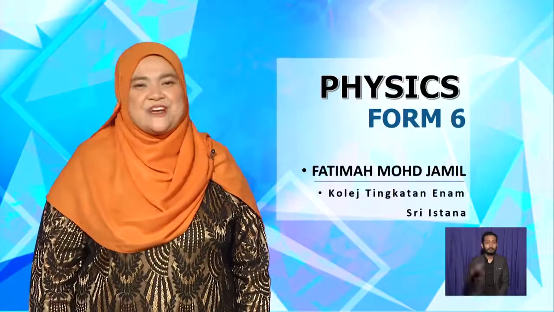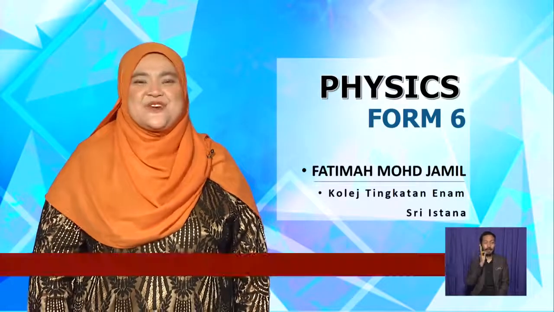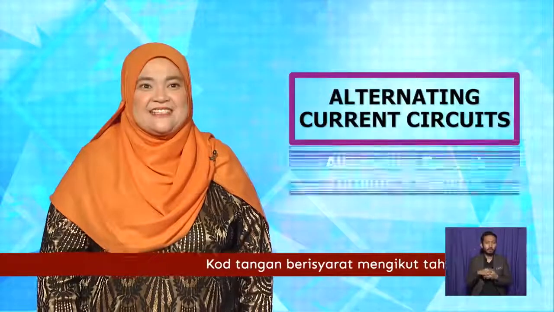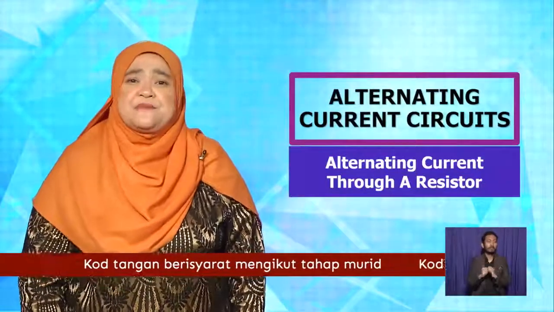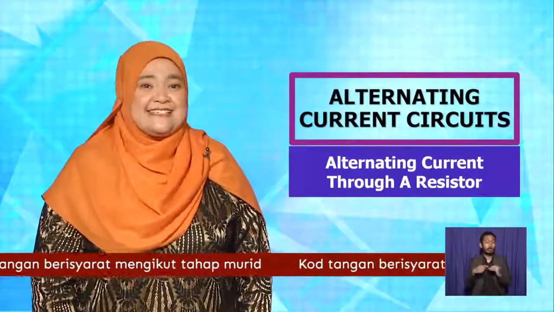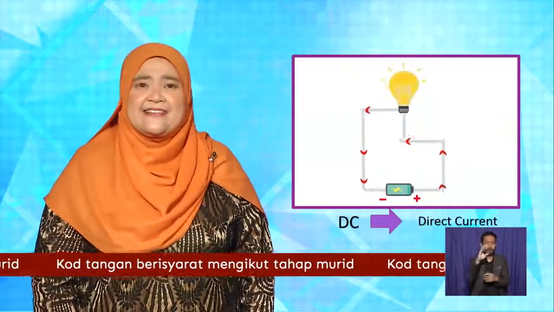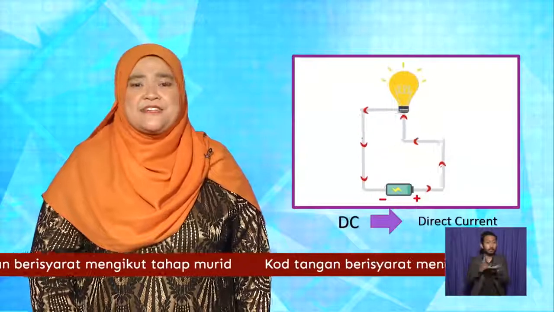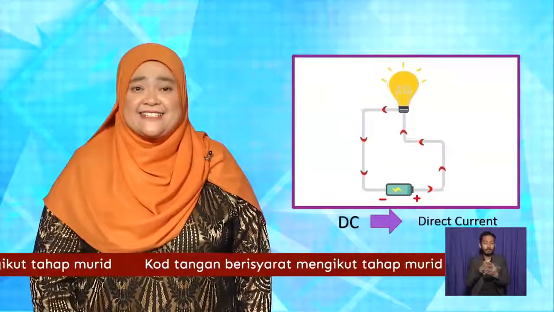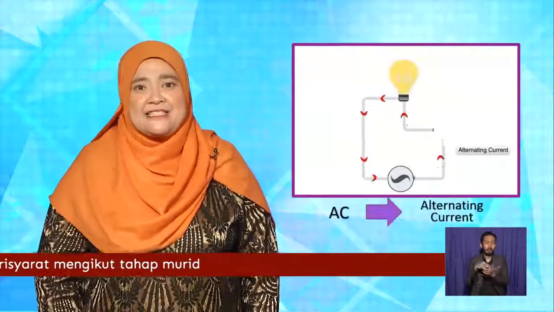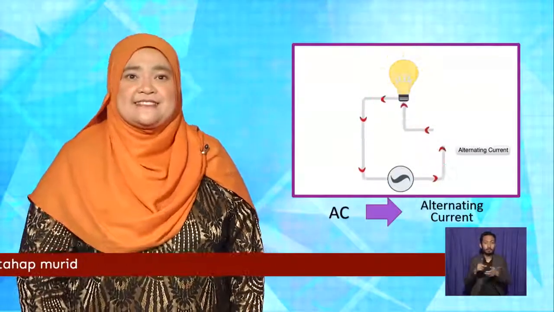Hi, I'm Puan Fatima, your Form 6 teacher for our physics lesson today. Today's topic is alternating current through a resistor. Let us talk about the difference between AC and DC. The letters DC stand for direct current, and it generally means the electron flows in a single direction. AC stands for alternating current, and it means the flow of electrons changes.